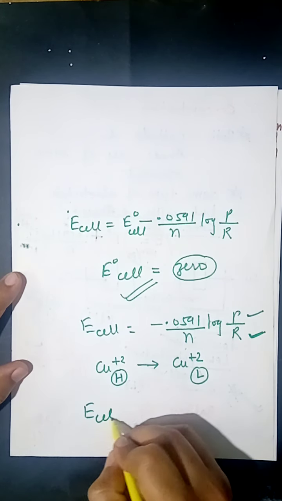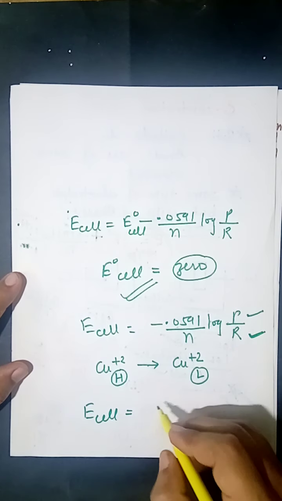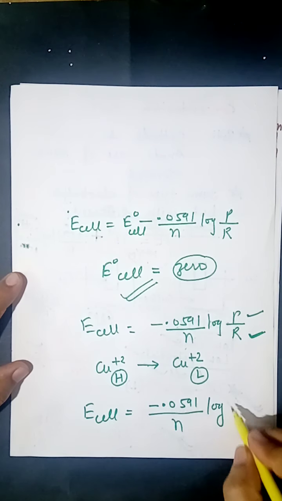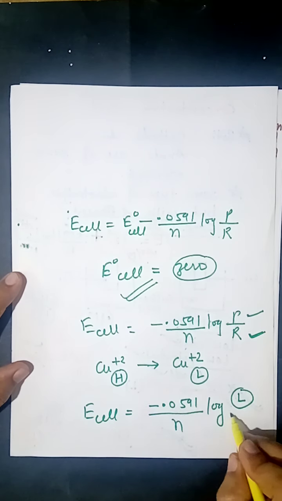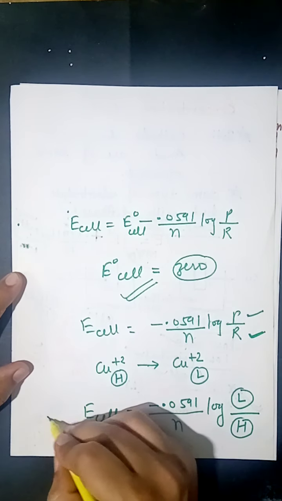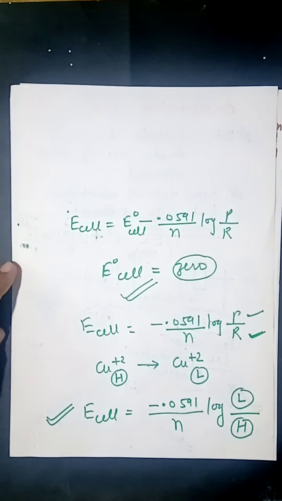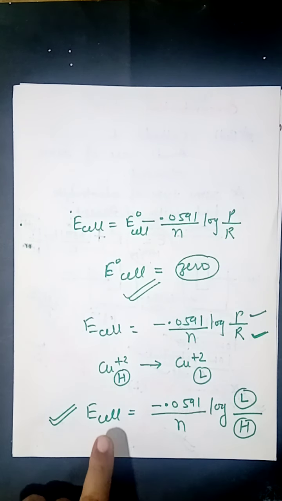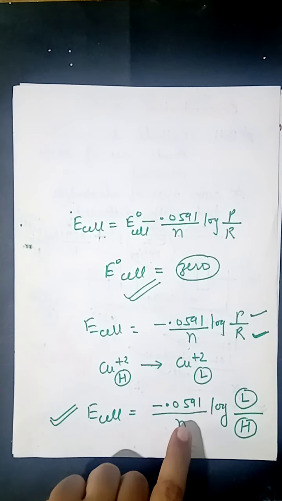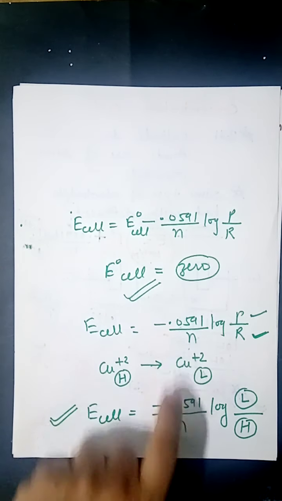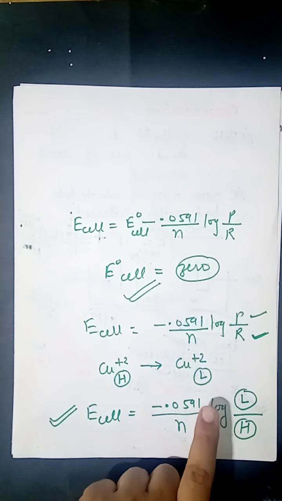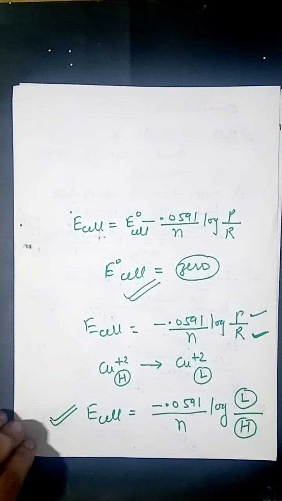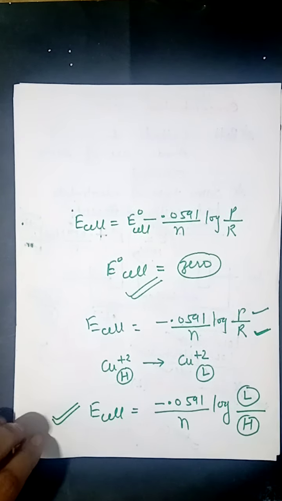Or simply you can remember that E cell equals minus 0.0591 upon n log, always low concentration divided by high concentration. This is for any concentration cell, irrespective of whether it is for copper, silver or any other element. I repeat, E cell equals minus 0.0591 upon n log product upon reactant. So product is always of low concentration and reactant is always of high concentration. This is all about the concentration cell.